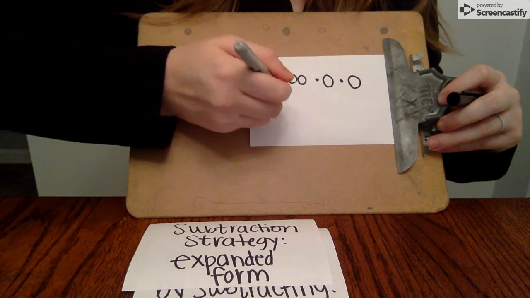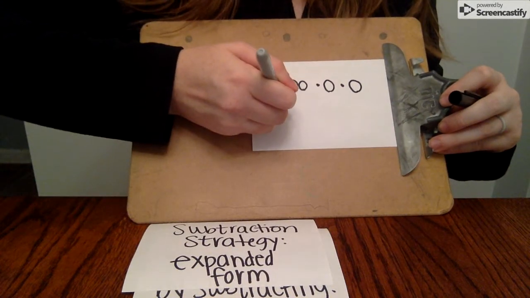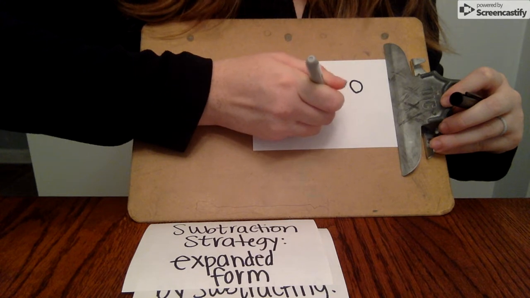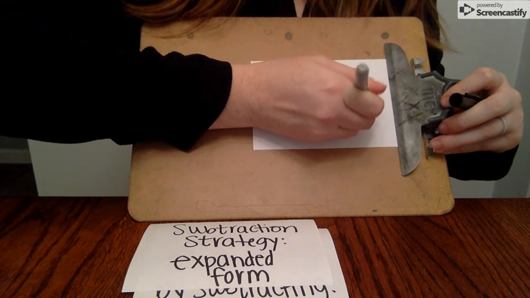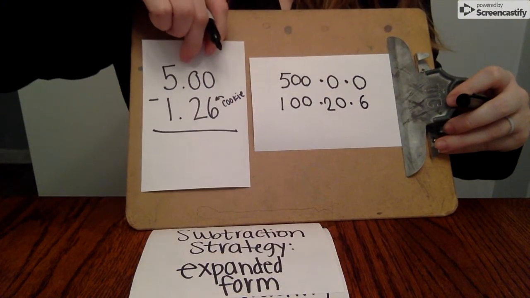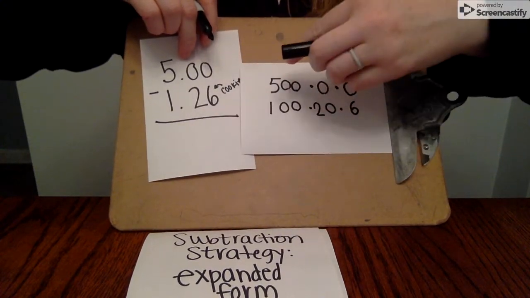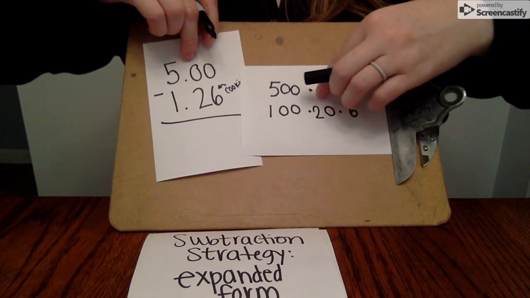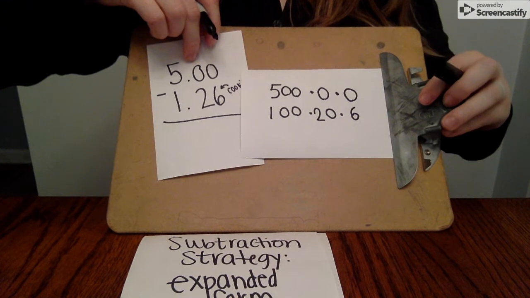So the cookie cost $1.26. So we're going to put 100, 20, and 6. Those are the same numbers as the cost of the cookie, but we expanded it out. So we have the 5 in the hundreds place, and the 1 in the hundreds place, nothing in the tens place and ones place up here. We have a 20 in the tens place and a 6 in the ones place over here.